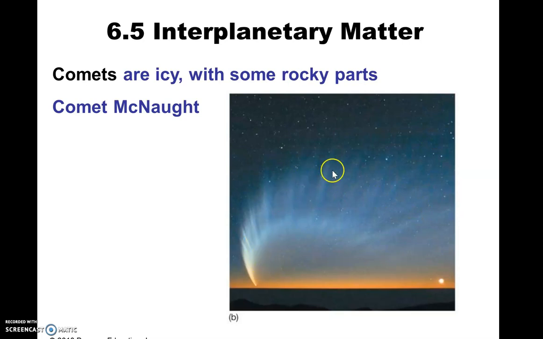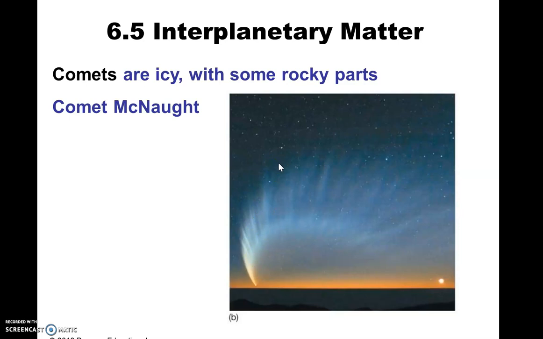And sometimes these trails can be like 1,000,000 kilometers or more in size. And really, the reason that we can see them is really just the light of the sun reflecting off of them. Okay, it's not giving off its own light or anything like that. All right, so that's comets.